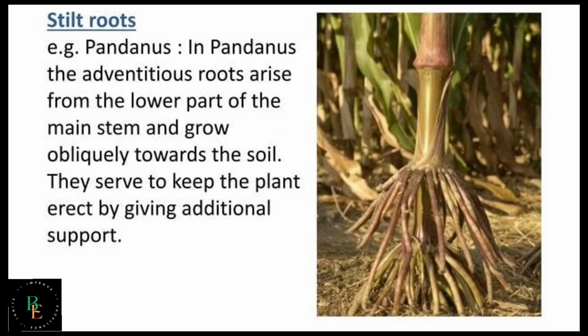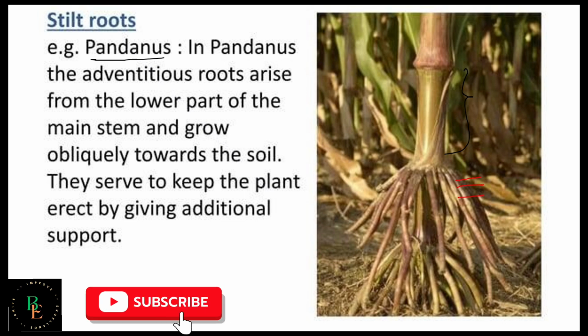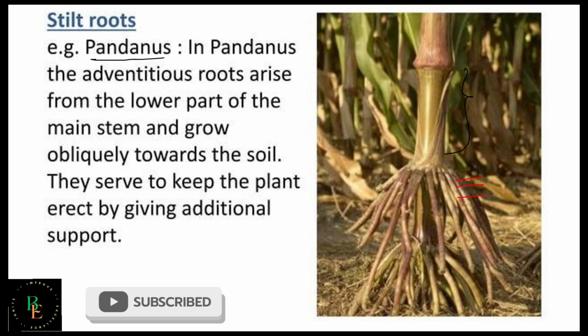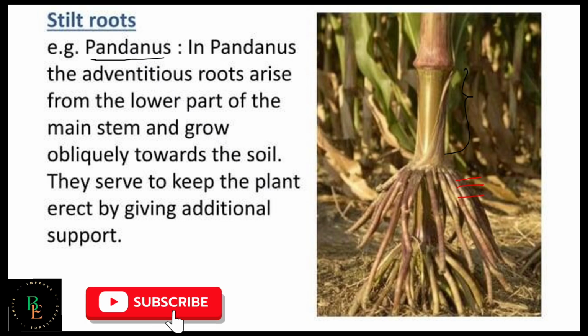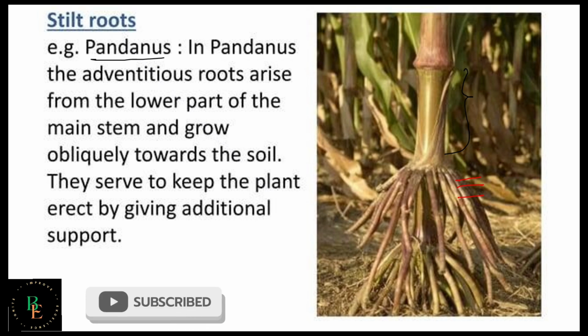Next is the stilt root. These types of roots are found in Pandanus species. In Pandanus, the adventitious roots arise from the lower part of the main stem, and grow obliquely towards the soil, giving the plants mechanical support.